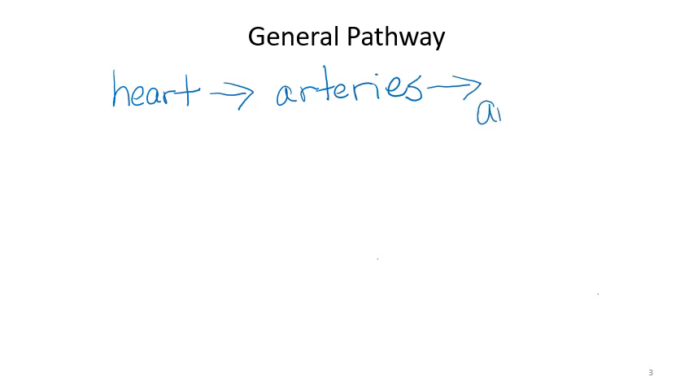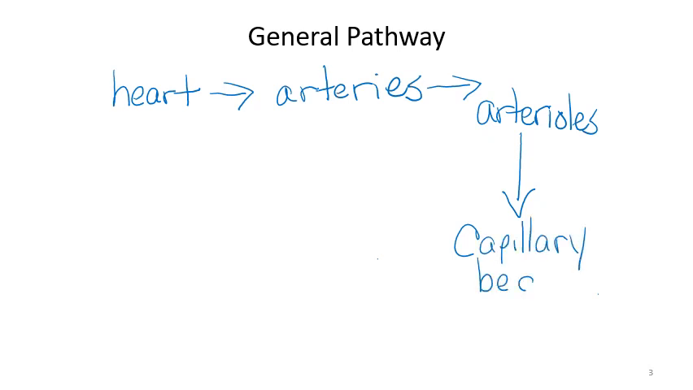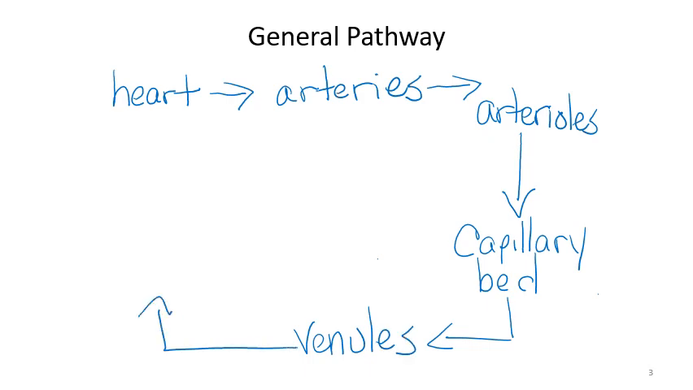So we think about the heart. From the heart, blood leaves via arteries. Those arteries will branch and branch and branch into smaller vessels called arterioles. From an arteriole, we will go through a capillary bed, and the capillary bed is just a collection of a bunch of capillaries. From a capillary bed, we go out into smaller veins called venules, finally into actual veins, and then back to the heart. And you guys know this from when we've talked about the heart.